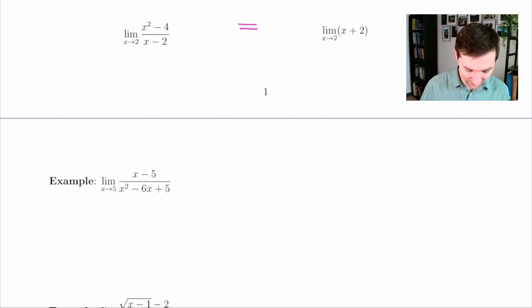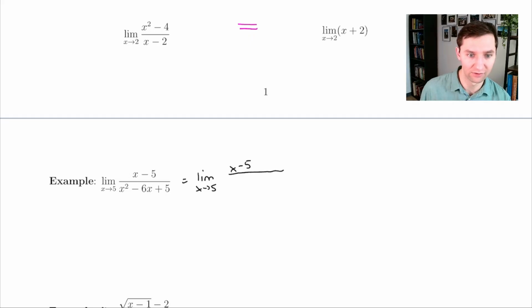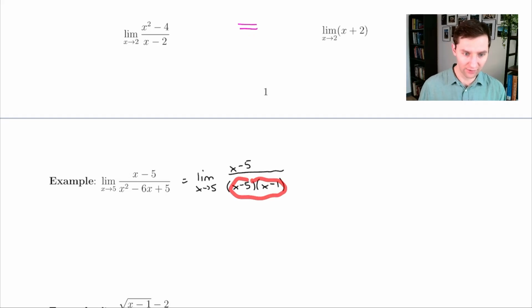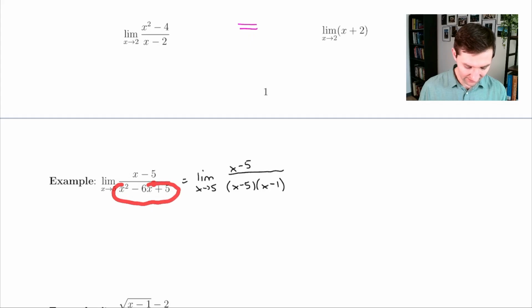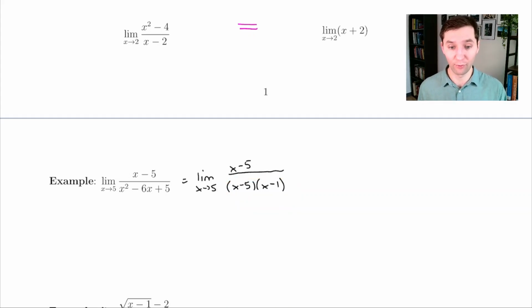So to determine that limit, I take the limit as x goes to 5, and I realize that in the denominator I can factor the denominator. I can rewrite this as x minus 5, x minus 1. If you multiply out these two parentheses, you will get x squared minus 6x plus 5. And if you don't remember how to factor polynomials, I hope to record one day a video about factoring polynomials.